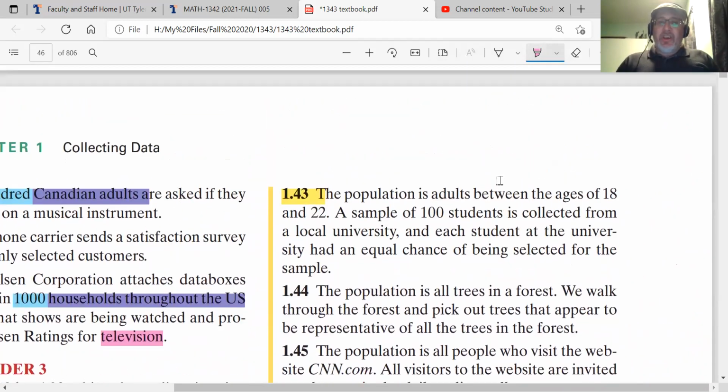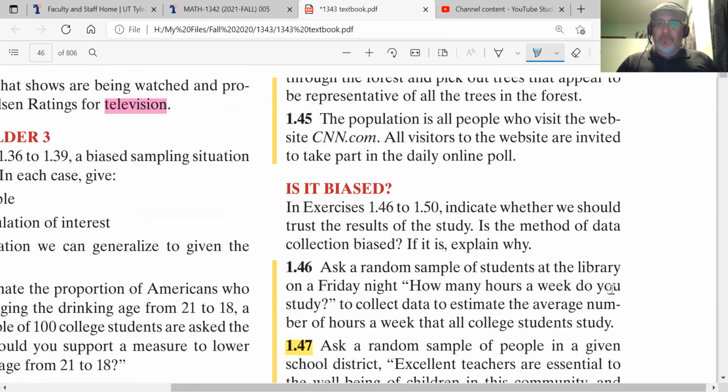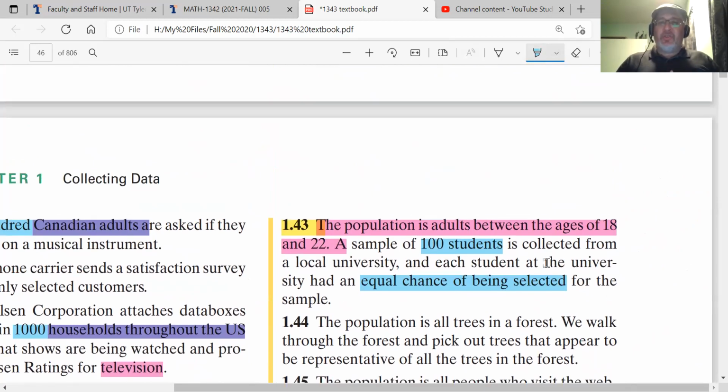The given population here, it says it at the beginning, is adults between the ages of 18 and 22. The sample was 100 students, and each had an equal chance of being selected, which means it's a simple sample, if you will. But does this sample reflect the given population? Is the sample of 100 students a random sample from the given population?